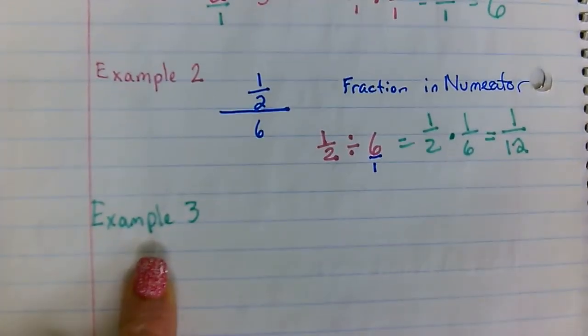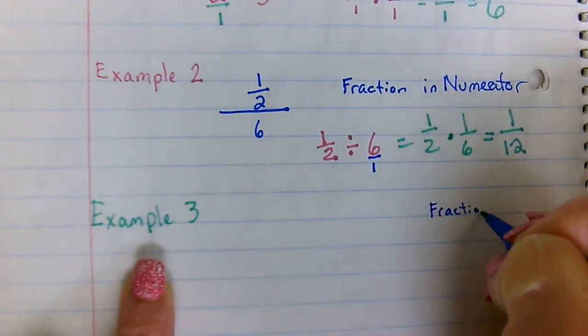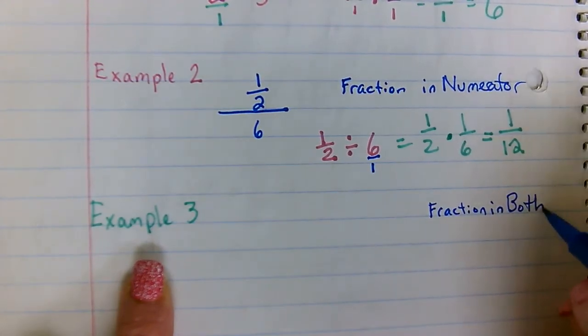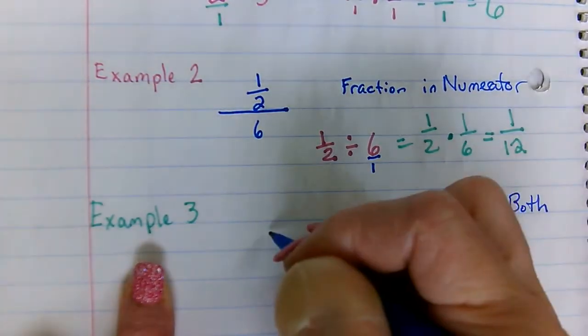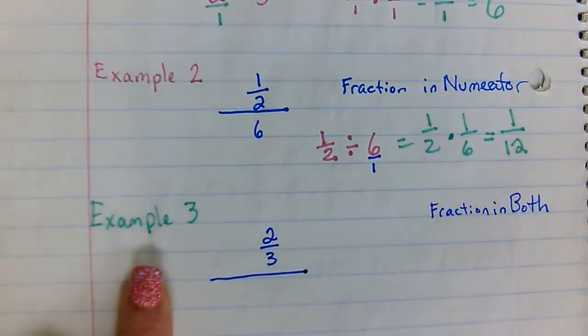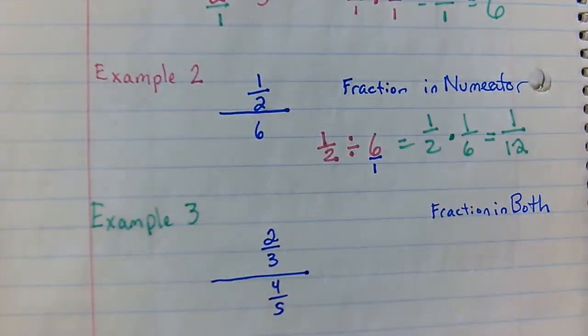Example 3, we're going to have a fraction in both the numerator and the denominator. So I'm just going to write over here fraction in both. And here's our problem. We have 2/3 with the larger fraction bar, okay, over 4/5. And this means 2/3 divide 4/5.